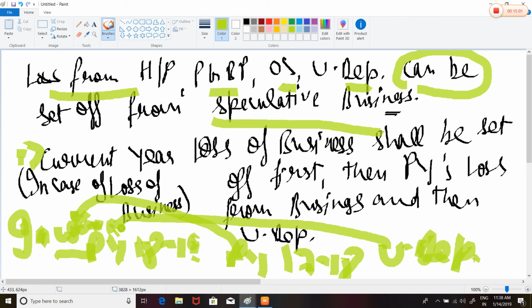And from loss of agriculture, a loss of other heads cannot be set off from loss of agriculture. Okay, not from agriculture. I hope you got it. This chapter is finished, and now some practical sums and the meaning of speculative business and unabsorbed depreciation are left. We'll be covering them in the next lecture.